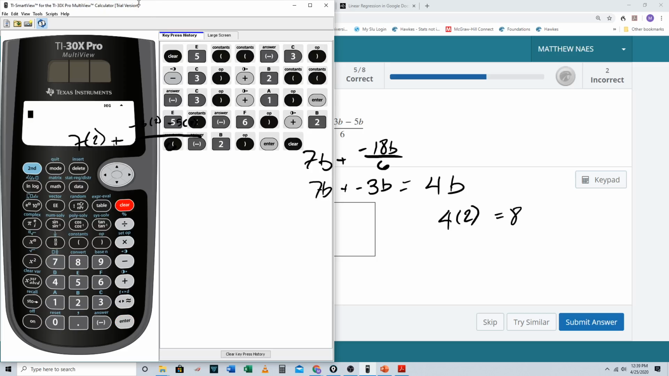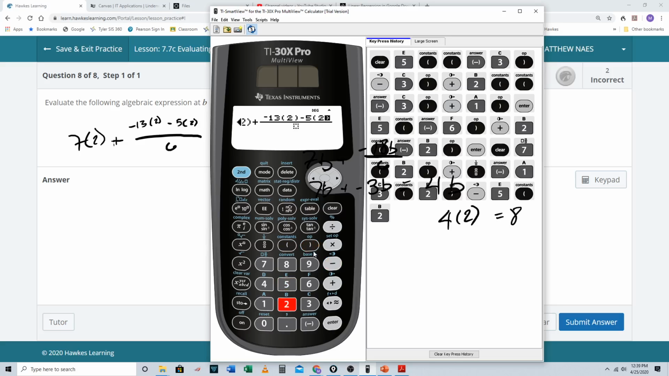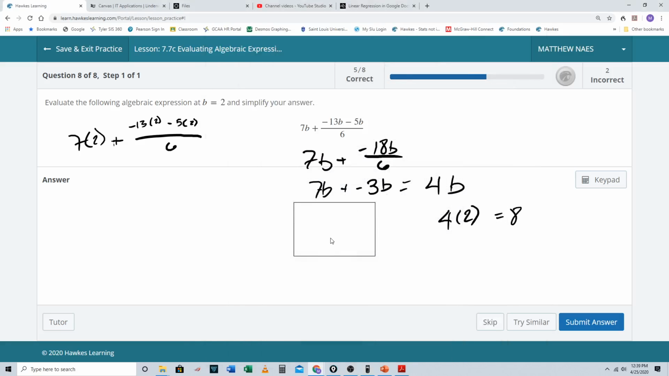So clear. I can't really see it right now, so I'm going to move this over here. So that is 7 parentheses 2 close parentheses plus fraction button negative 13 parentheses 2 close parentheses minus 5 parentheses 2 close parentheses. Press down to get the denominator 6, and I should get the same answer, 8. There it is, 8. So if you want to simplify first, go right ahead. If you just want to type it in, type it in. I don't really care, to be honest. So do it the way that gives you the correct answer. That's the way you should do it.